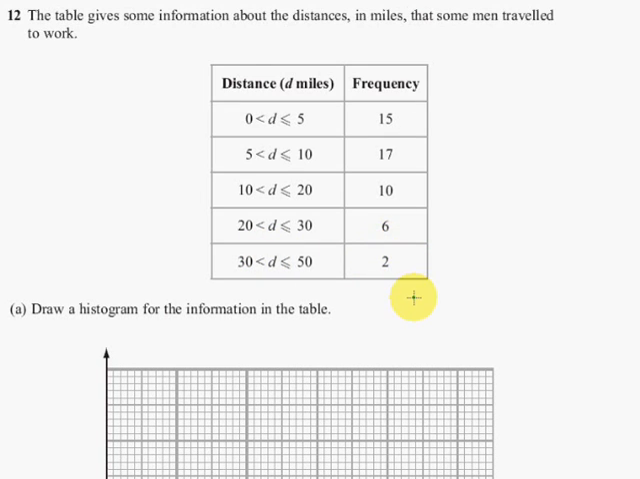Now, part A says, draw a histogram for this information in the table. Now, as soon as you think histograms, you have to remember those 2 formulas, okay? So I'm just going to write them here. So it's frequency density equals frequency divided by class width.